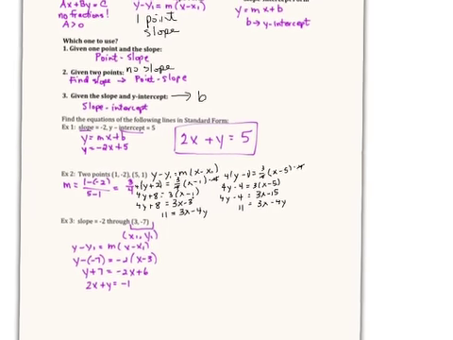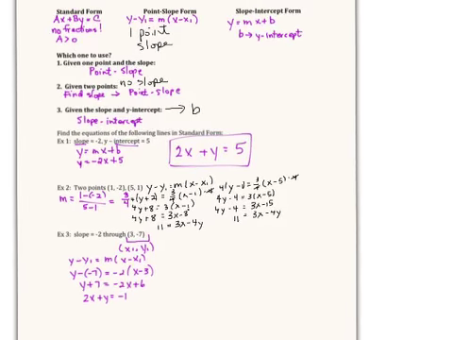And that's how we find equations of lines using these 3 forms. And as you can see, standard form is an ending, it's never a beginning. Point slope and slope intercept will be your beginning.